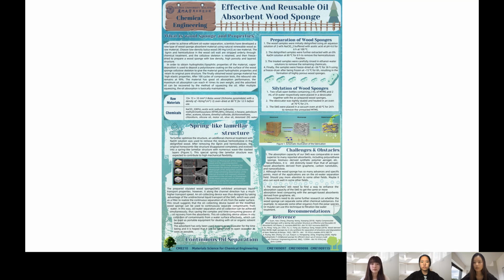This result suggests that the oil collection device based on the modified wood sponge can be used to continuously separate the oil component from the water. In this way, oil water separation and oil collection can be achieved simultaneously, thus saving the complex and time-consuming process of oil recovery from the absorbent. This oil collecting device allows in situ collection of the contaminants from the water surface effectively, which can be used as a portable equipment for dealing with oil or organic solvent leakage.